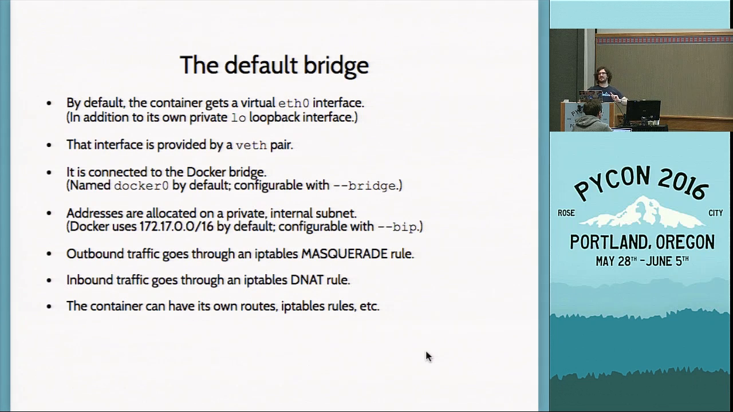They can access the outside world thanks to port mapping using a masquerade rule, and port mapping is done with iptables DNAT. If you know iptables, you know what that means.